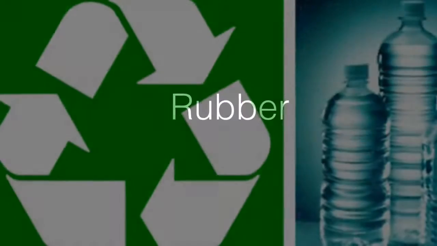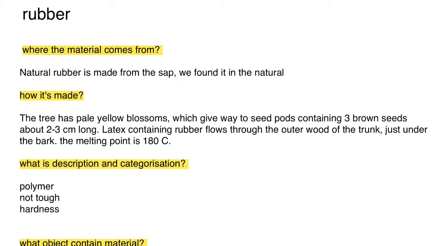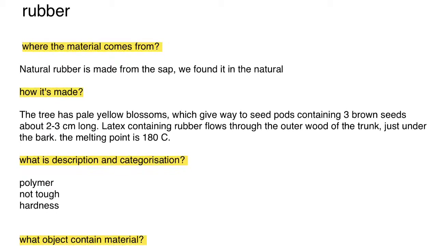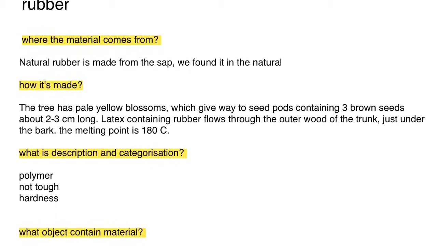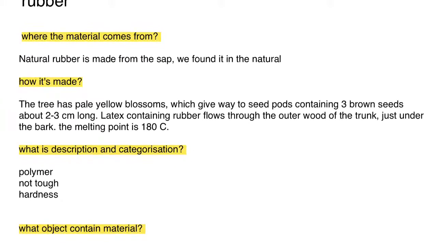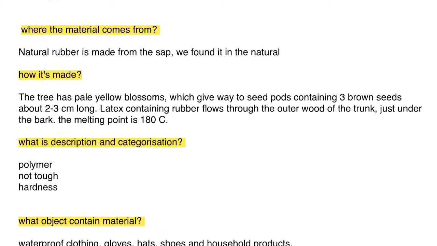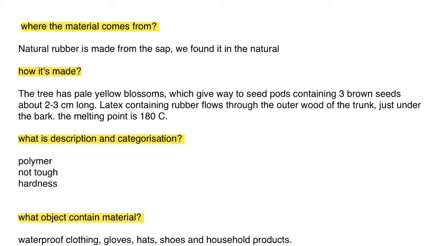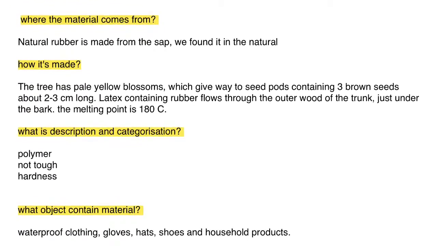So the next material is rubber. Where the material comes from: natural rubber is made from sap. We find it in nature. How it's made: latex, a rubber-containing fluid, flows through the outer wood of the trunk just under the bark. The melting point of this material is 180 Celsius.